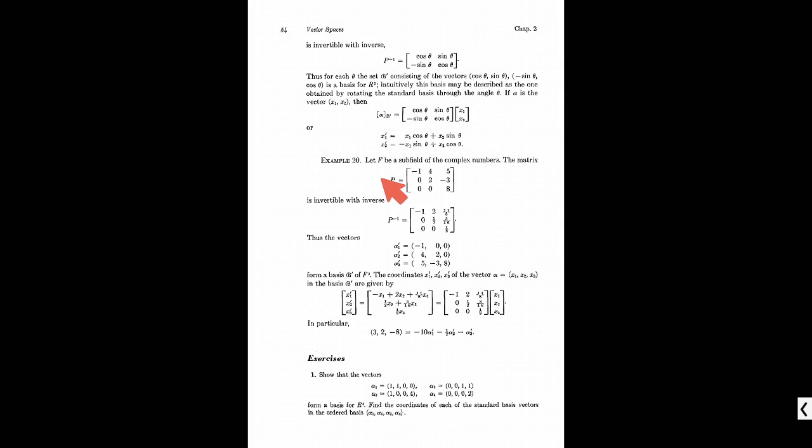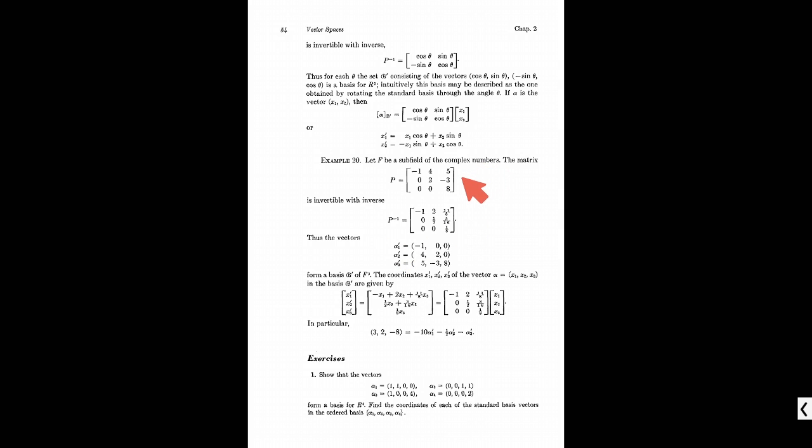Now we have example 20. It starts with the field F, a subfield of the complex numbers, and the matrix P with rows (minus 1, 4, 5), (0, 2, minus 3), (0, 0, 8). You can verify that this P is an invertible matrix with the inverse being this matrix. By multiplying these two, P inverse and P, you can verify that it will give the identity matrix.